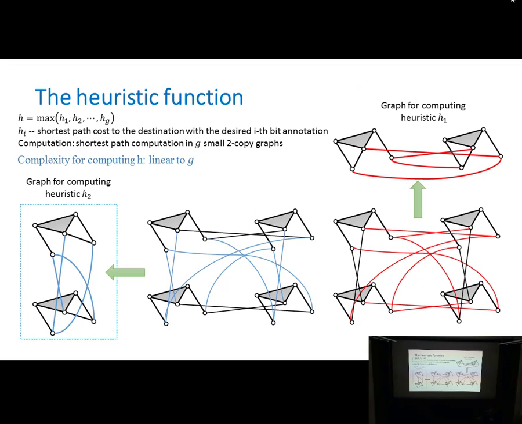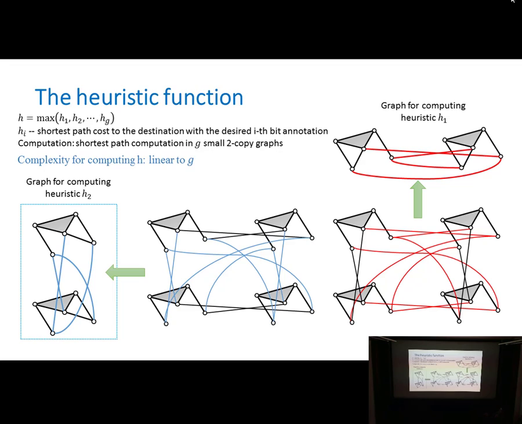Okay, so the only thing that remains is how do we design this particular heuristic function. Okay, we need to use the insight of the topology again. So we designed the following heuristic function h. It's a maximum of g many other small h's, right? Each h_i is the shortest path cost estimation. The actual shortest path from the current vertex v to the destination, with the guarantee of the correct homology only on one particular bit. Remember, the whole thing is an annotation of a g-bit vector.